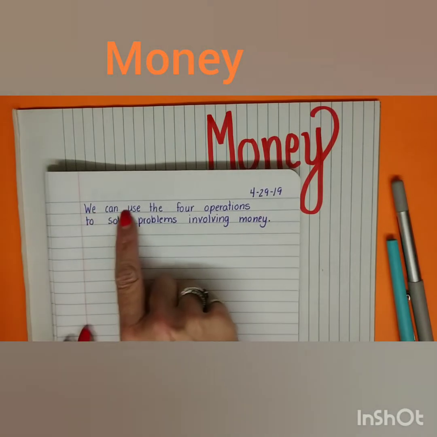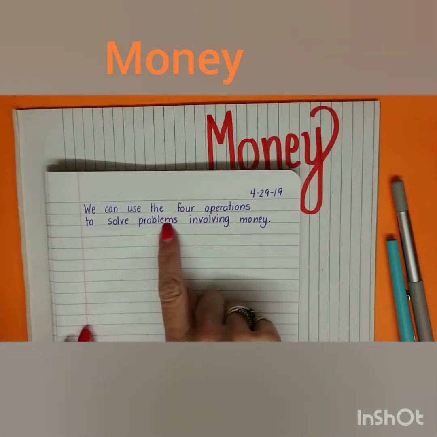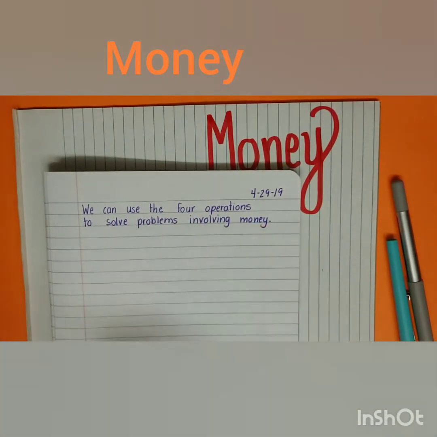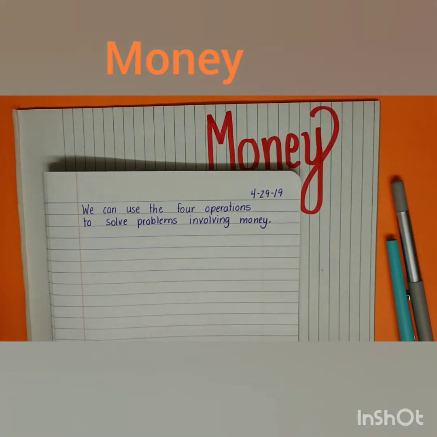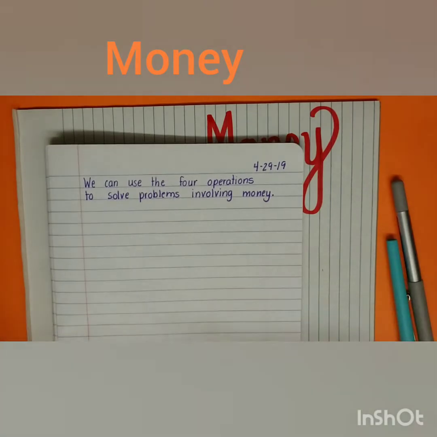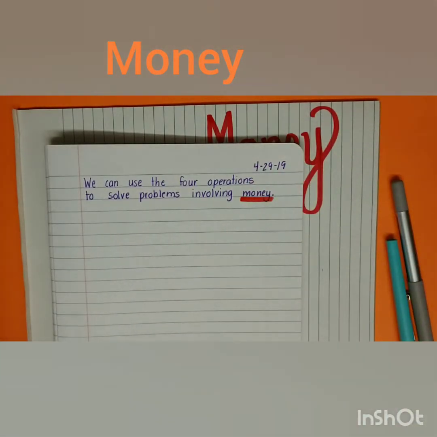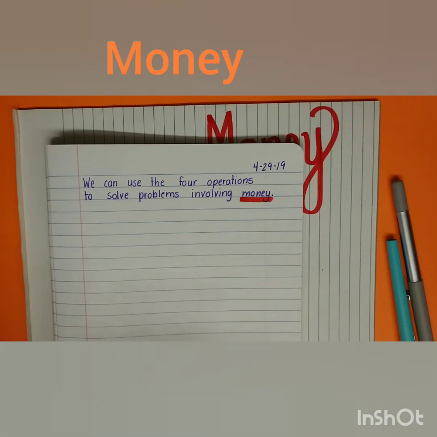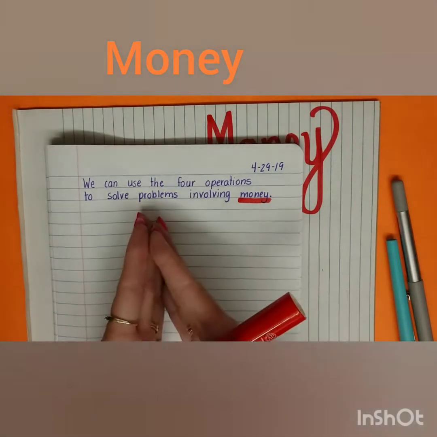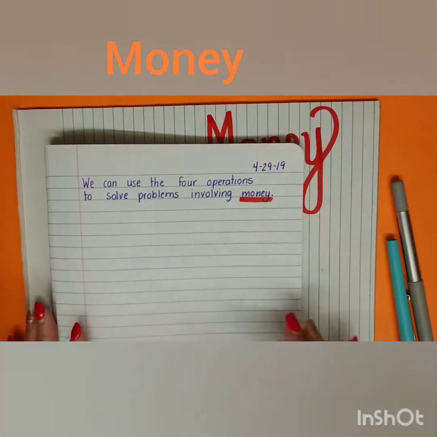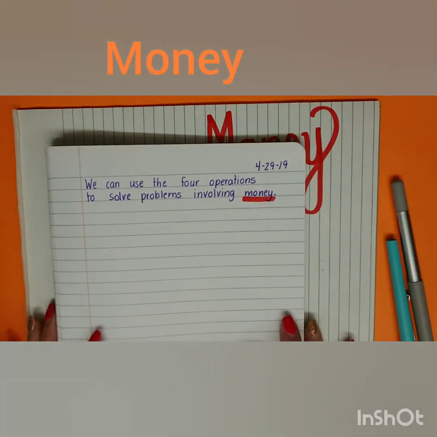So we are working with money on this lesson, and here is our learning target. It says we can use the 4 operations to solve problems involving money. We had a conversation about why this is so important. Money is super important because you need to be able to figure out how much you're owed for working a job, how much you have to pay, and your change due, so that you don't lose out on money that is owed to you.